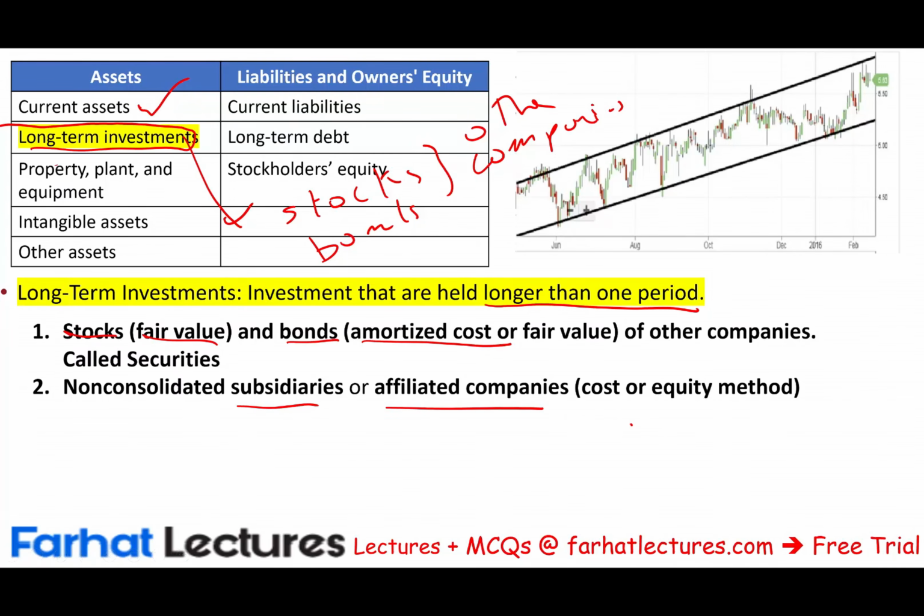Stocks or bonds that we hold for trading, planning to hold for more than a year, or investment in other companies. An example would be the Gap store. The Gap store owns Banana Republic. I believe it also owns Old Navy. So these are subsidiaries. So Banana Republic and Old Navy will be investments under the Gap consolidated balance sheet.